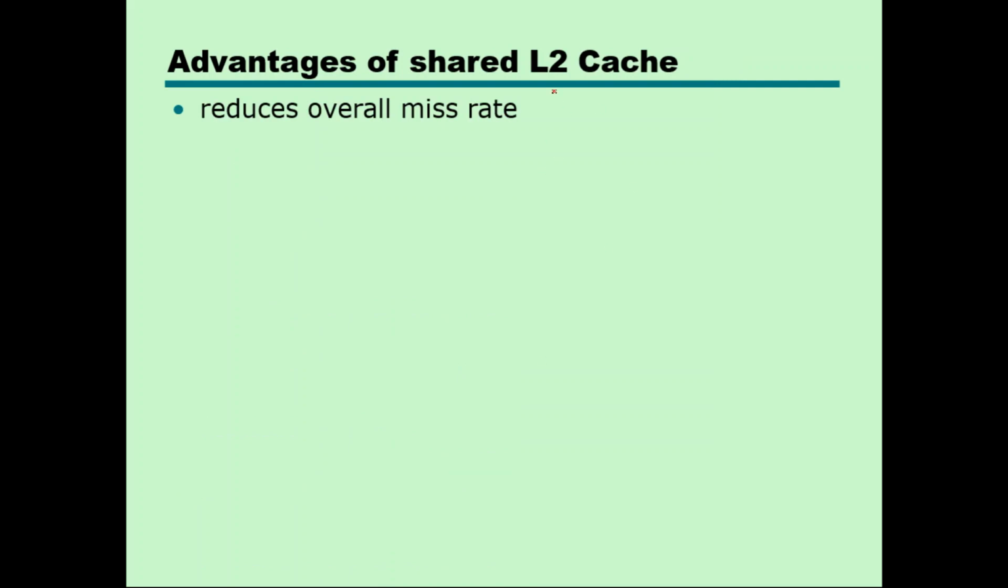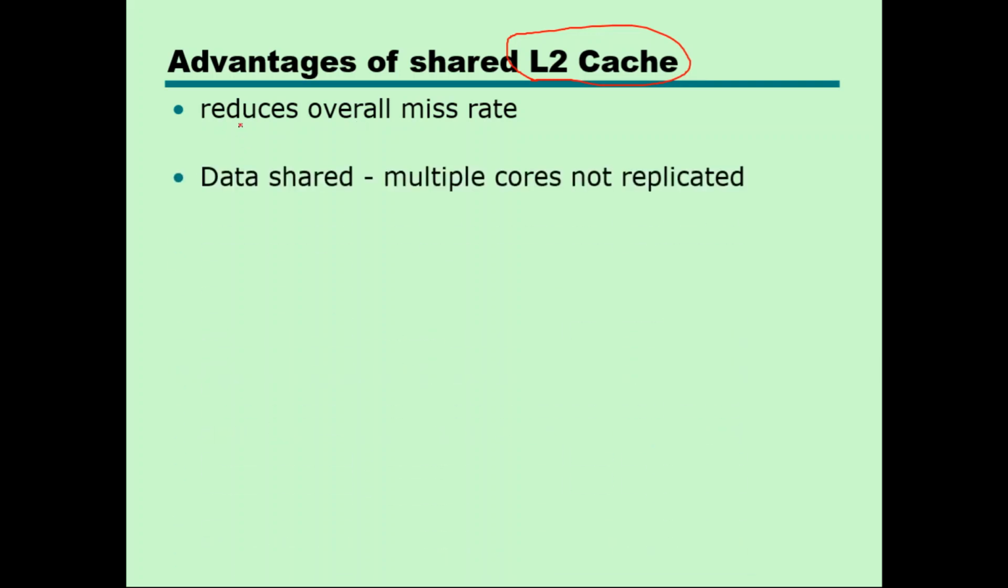When the L2 cache is shared, we have several advantages. What are they? First, it reduces the overall miss rate, because you have private L1 cache and shared L2 cache. If something is not in L1 cache, then it may be available in L2 cache. So the probability of a cache miss is less. And data shared on multiple cores are not replicated.